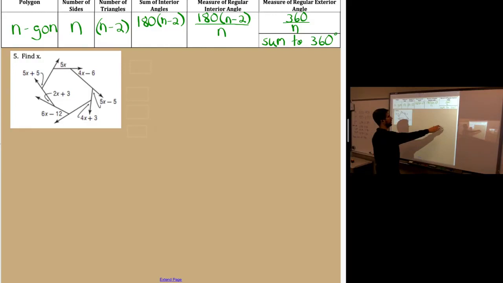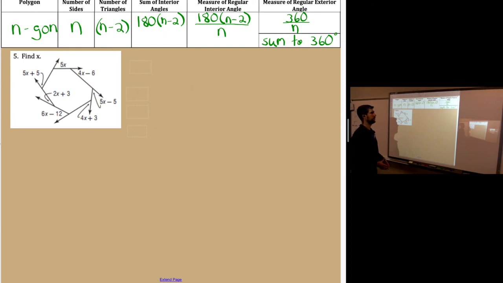We know that they all sum to 360, and we know to find the measure of a regular exterior angle, it's 360 divided by n. The thing I want to know is, what do they all add up to? What do these all sum up to? Well, we know they sum up to 360.